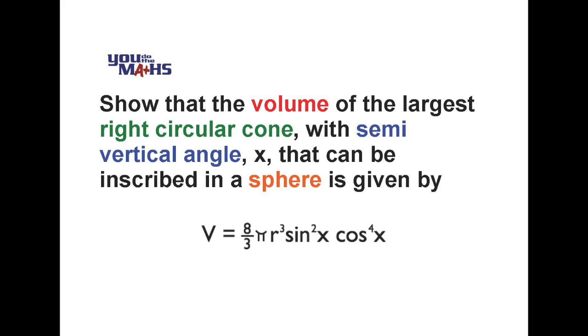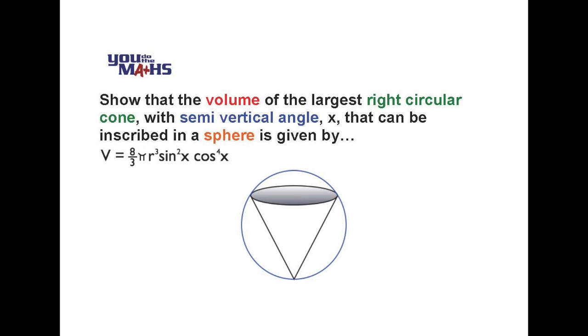Now, just for clarity, in this formula we can see that we've got x, that's the semi-vertical angle, so we need to establish where that is. And we've also got r in the formula. Now, r represents the radius of the sphere. Let's have a look at a 3D diagram to get an idea of what we're talking about.